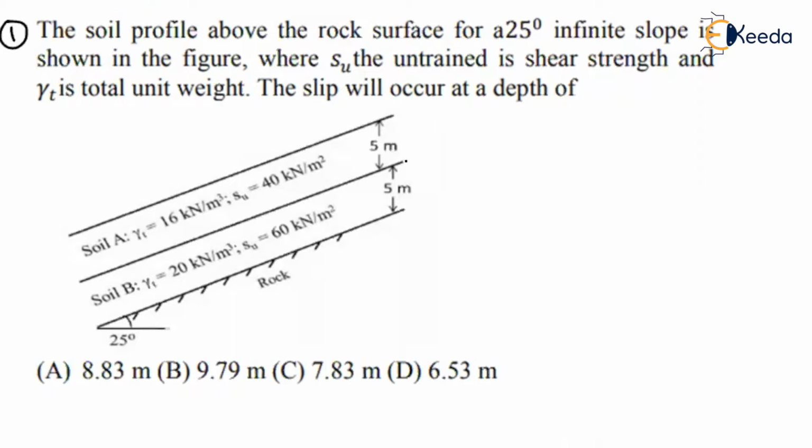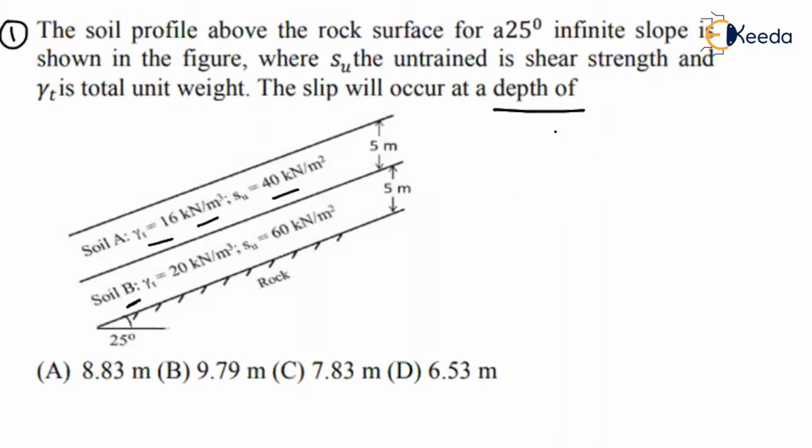So, what about the soil here? Is it a uniform soil or a stratified soil? Stratified soil, right? Why? Because up to 5 meters we have different properties, soil A, and in the next 5 meters we have some soil B. And if you see, the parameters are also different. So here you have to find at what depth the slip will occur.